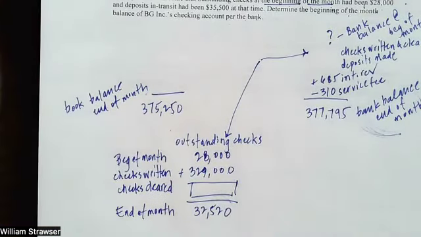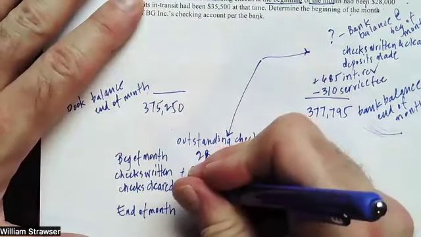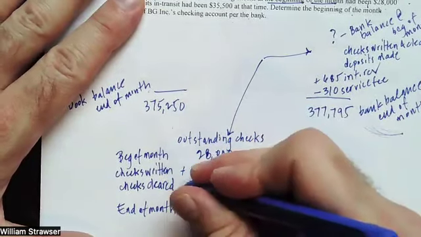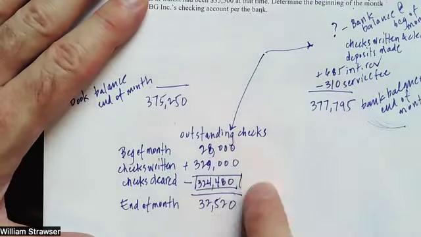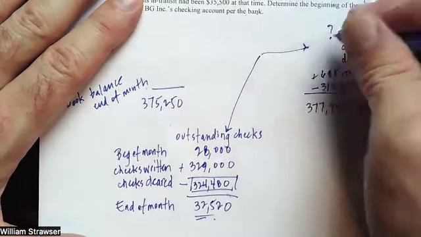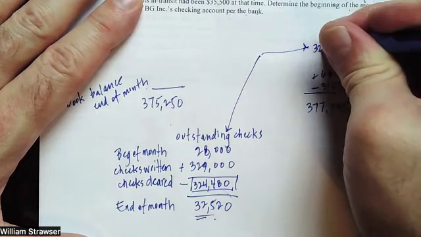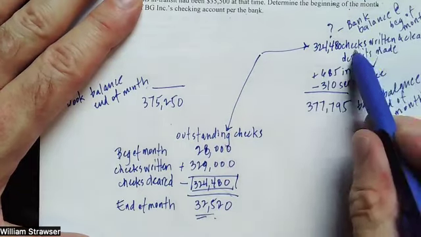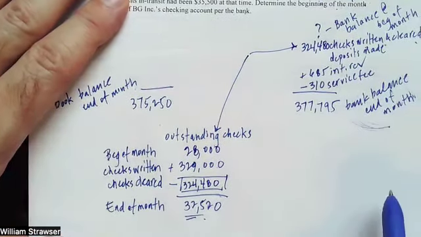So 28,000 plus 329. And then we end up with 32,520. That must mean that the bank cleared 324,480. So that's what would give us the end of month amount of checks that still have not yet cleared. The 324,480, that is what would provide the checks written and cleared, right?